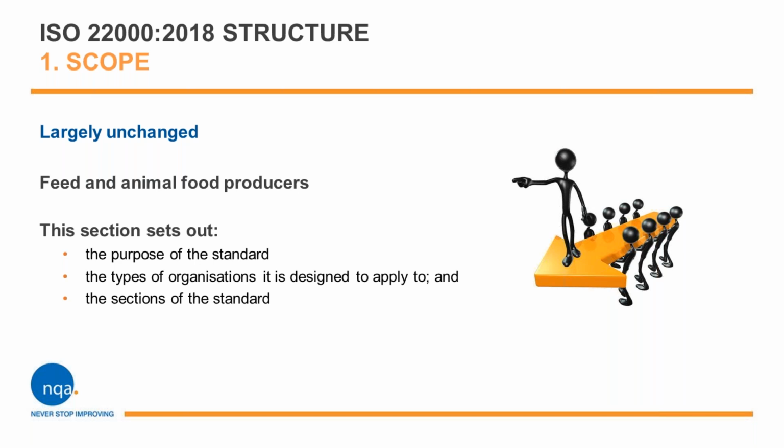This technical specification, ISO 22002-6, was released in 2016, replacing the publicly available specification 222, as you may know. So from January 2018, all organizations within this sector must use the ISO 22002-6 technical specification instead of the past 222. The sections that this scope introduces are the purpose of the standard, types of organization that it's designed to apply to, and also the sections of the standard. No other changes that we need to really highlight in comparison with the version 2005.